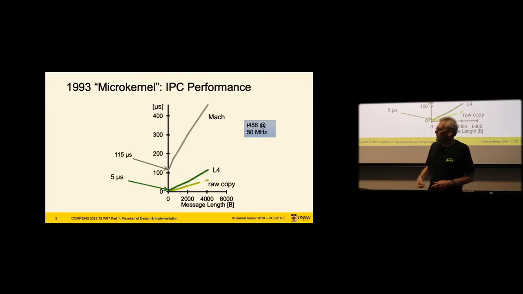And this is where L4 came on the scene, and the dark green line is the same for L4. And you see it starts off being a factor of 20 faster to start with, and the slope is at least close to the slope of the basic hardware copy. It has this funny kink there. Why would that happen?